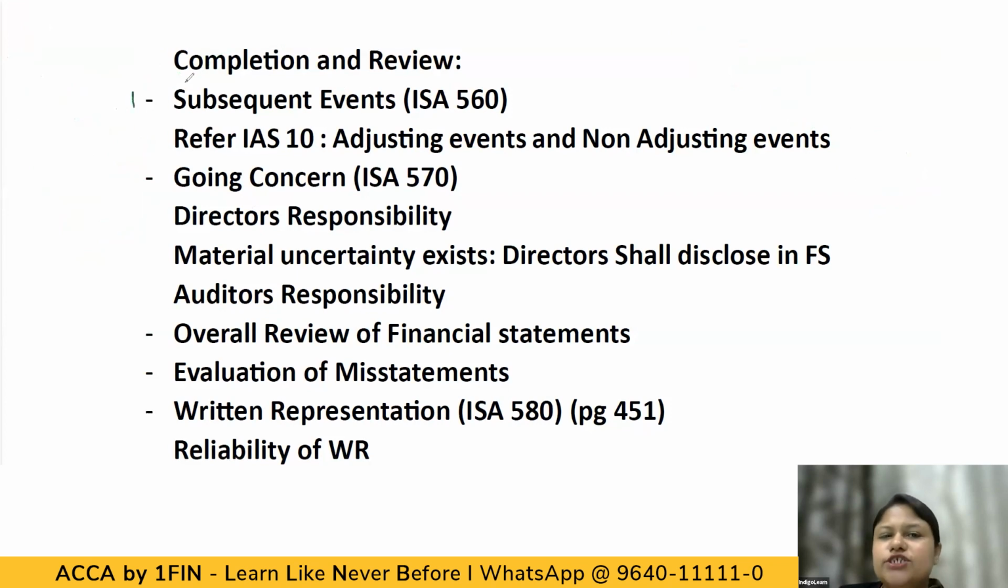Okay, now first we check for something called subsequent events. Let us understand what we mean by subsequent events and what is the responsibility of the auditor with respect to subsequent events. So basically you have IAS 10, which talks about events occurring after the balance sheet date. And you have ISA, International Standard on Auditing 560, which is talking about subsequent events. Okay. So now let us understand a timeline.